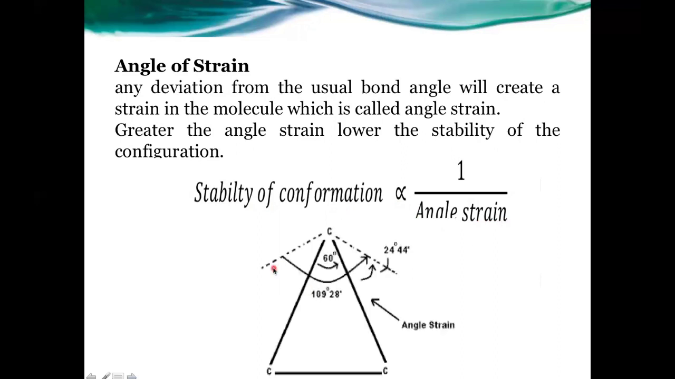One example is cyclopropane. Here the ideal bond angle should be 109.28°, measured from the dotted line on the left-hand side to the dotted line on the right-hand side. But in real practice, in cyclopropane, it is hardly 60 degrees. So if it has only 60 degrees, the angle of deviation, the angle strain, is near about 24.44°. Here it is 24, here it is another 24. That's why it is less stable.